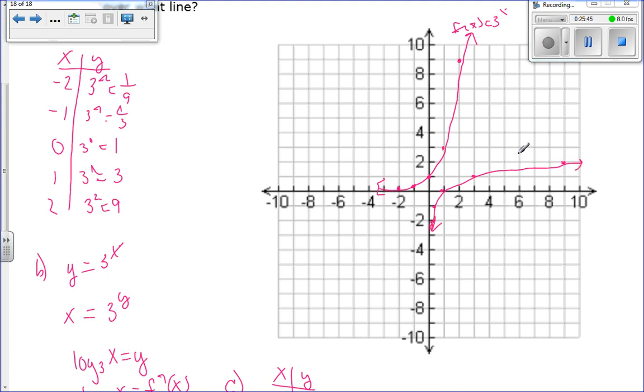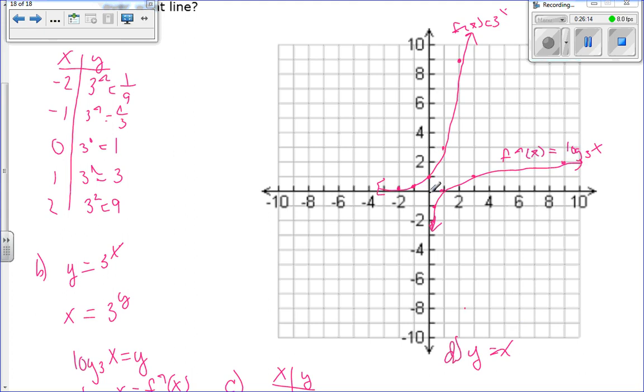So I label this as f inverse of x equals log base 3 of x. So that was my equation. And part D asks for the line, which f inverse of x is a reflection of f of x over. What line? The line y equals x.